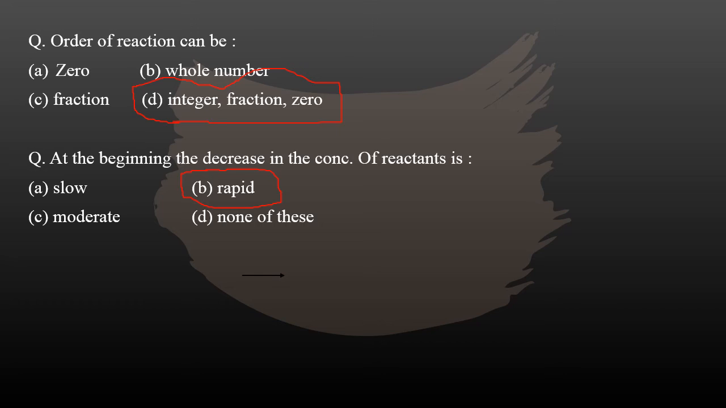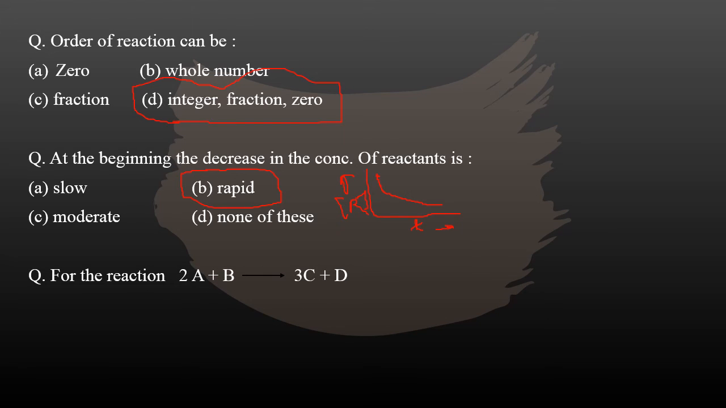And you can see when you plot the graph between concentration versus time, you will see that initially the concentration of reactant will decrease rapidly. After some time that decrease in the concentration is slow, but initially when you plot the graph between concentration of reactant versus time, the decrease in concentration of reactant is very fast or rapid.